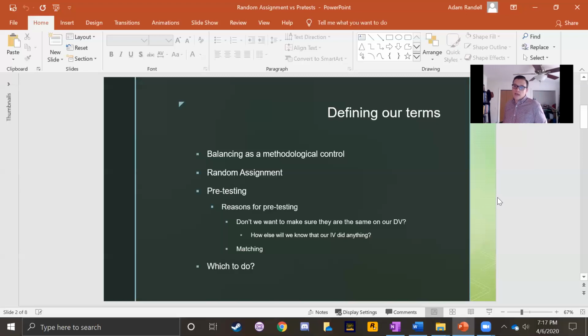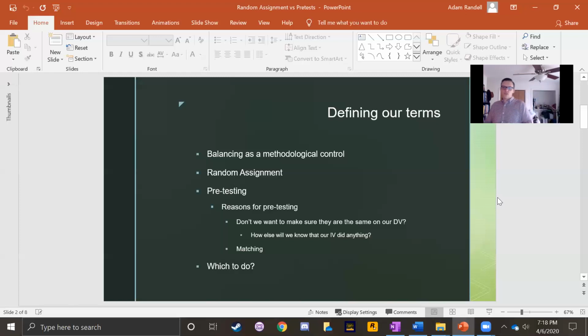Well, no, actually we don't. If we're randomly assigning, then if they were going to do well on the DV before, there's an equivalent number of people who would have already done well in both conditions. If they were going to do poorly on the DV in the first place, then there's an equivalent number of people in both conditions. So if you randomly assign, no, you don't need to measure them on the DV first. And depending upon how you measure them on the DV first, it could bias or alter the responses they give on your DV when you measure it for real.